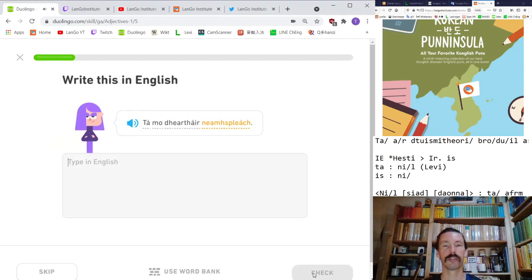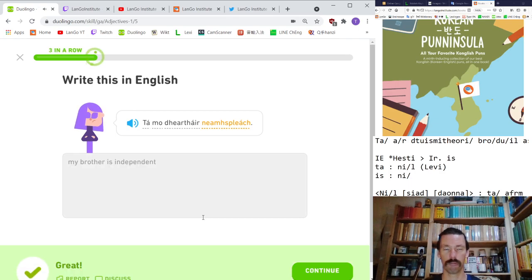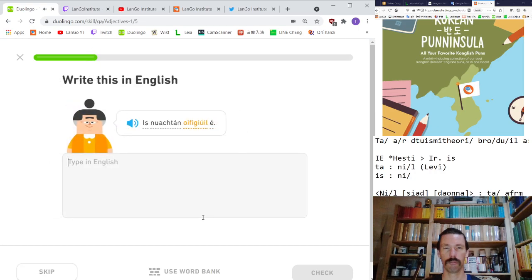Tá mo ráthair neamhspleách. Neamhspleách. Independent. Ooh. My brother is irresponsible, independent. Is nuacht neamhoifigiúil é. Neamhoifigiúil. Is nuacht neamhoifigiúil é.